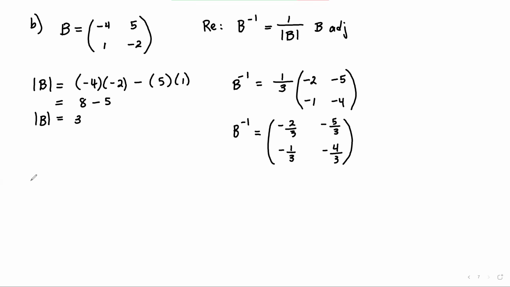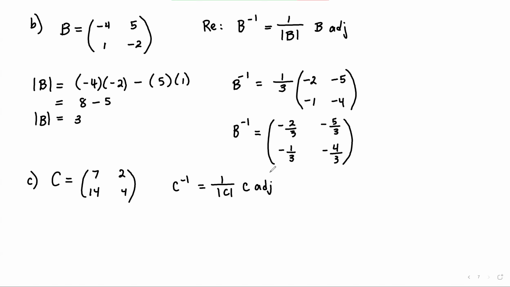That's another one. Let's say I have the matrix C, and C is equal to 7, 2, 14, 4. All right? Again, recall that C inverse is equal to 1 over the determinant of C times the adjoint of C.